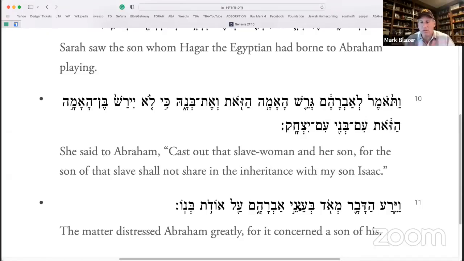Now, we assume always that when it says that this matter distressed Abraham greatly, for it concerned a son of his, we always assume that he's now going on to the side of Ishmael, because otherwise it doesn't make any sense that he would object. So we usually assume that he's defending him. I mean, it makes sense based on the context.